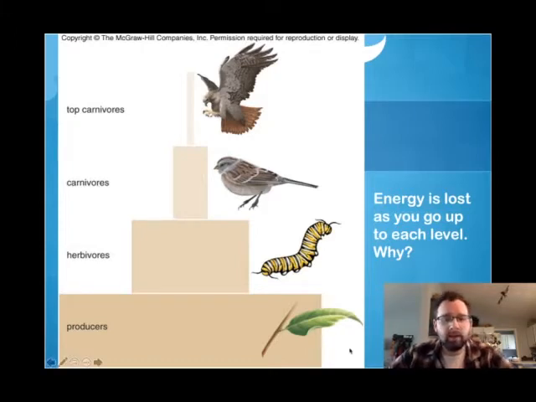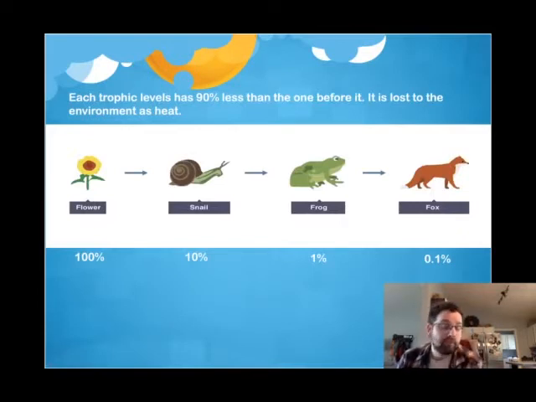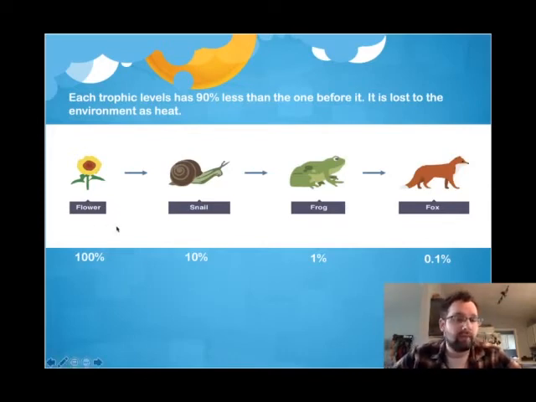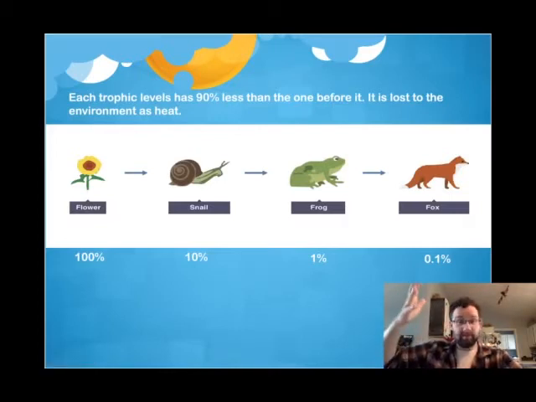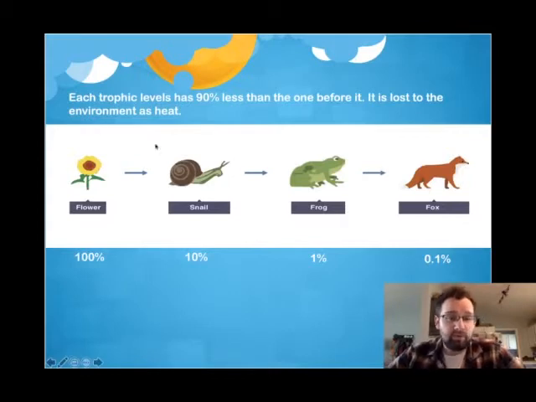Why is that? So let's see here. Each trophic level, people have studied this extensively, loses roughly 90% of the energy from the one before it. So if we're going to say this flower producer has 100% of the available energy, however much energy that is. So as much energy as they can get, that's how much the ecosystem starts with. That's what you are allotted. Okay, so they get 100%. As you move up one trophic level to your primary consumers, these snails right here, they only have 10% of that original amount.